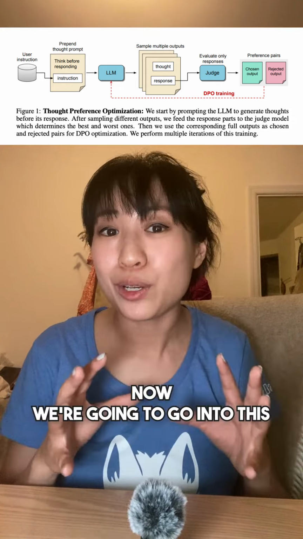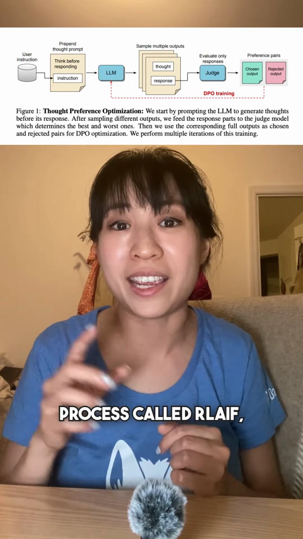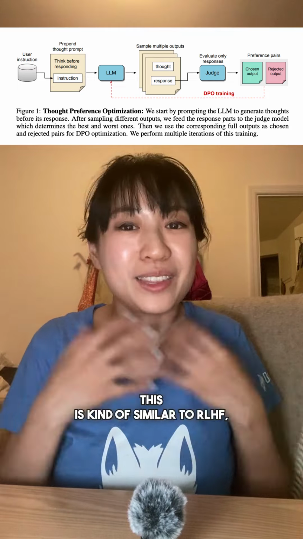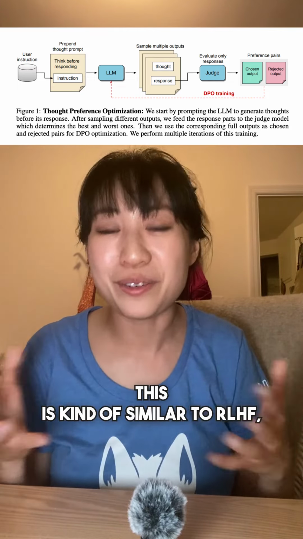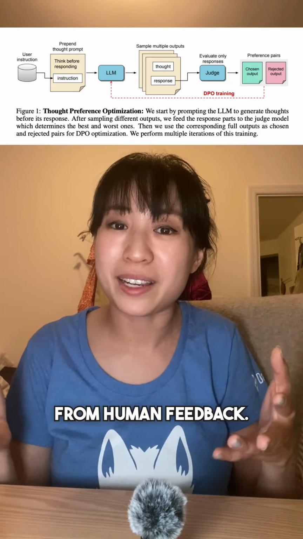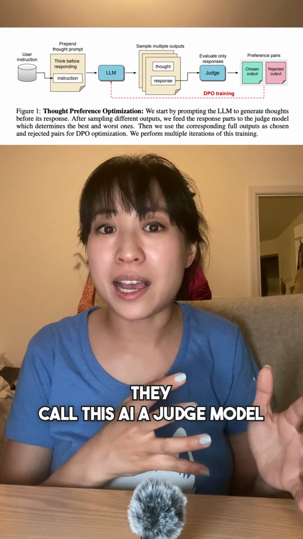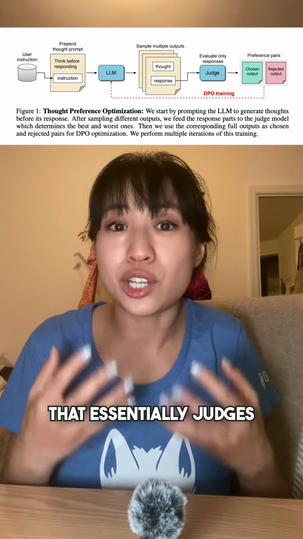Now we're going to go into this process called RLAIF, which stands for Reinforcement Learning from AI Feedback. This is kind of similar to RLHF, Reinforcement Learning from Human Feedback, but in this case, you're using AI to provide that feedback. They call this AI a judge model that essentially judges the responses.